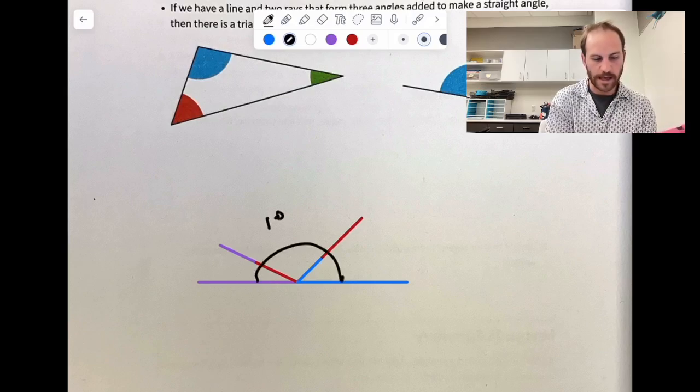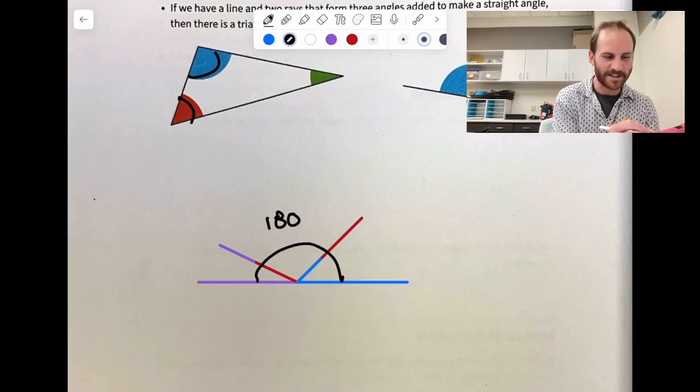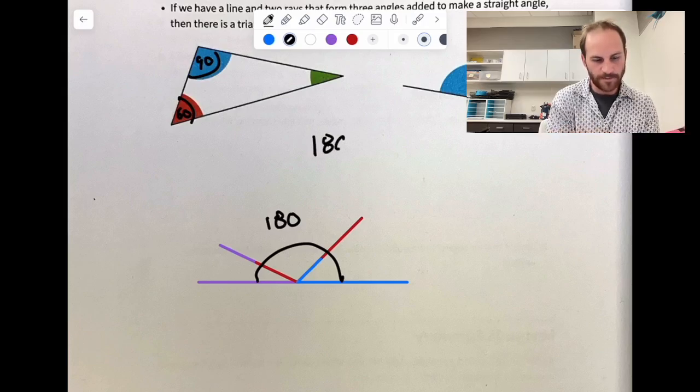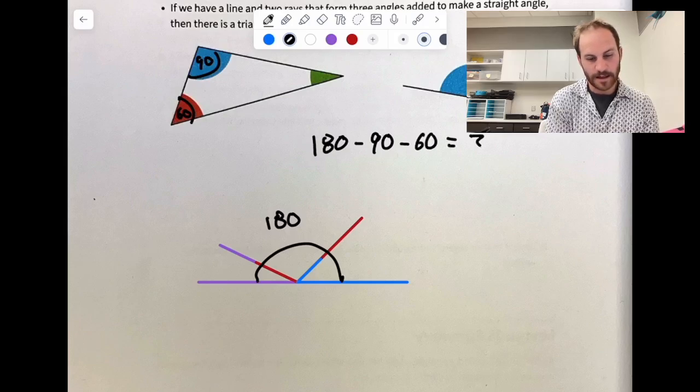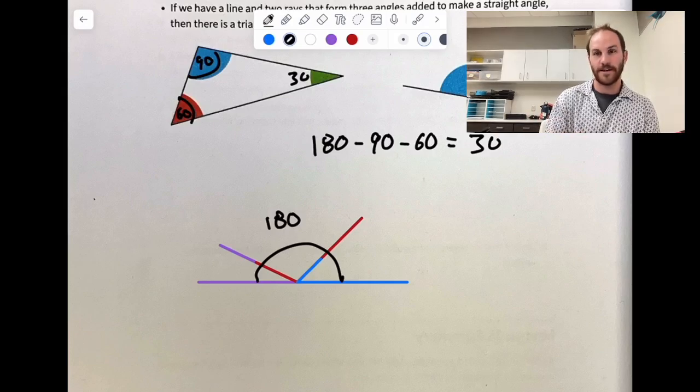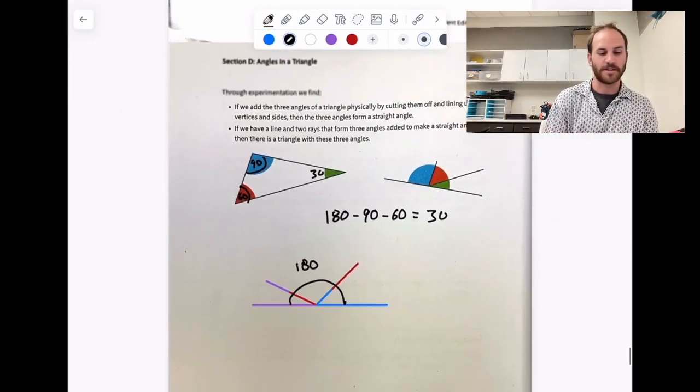That equals 180. Okay, so if you know two angles in a triangle, well, let's say like this one's 90 and this one's 60. Okay, 180 minus 90 minus 60 equals 30. So that last angle has to be 30 degrees. Okay. That's how we can solve these problems.